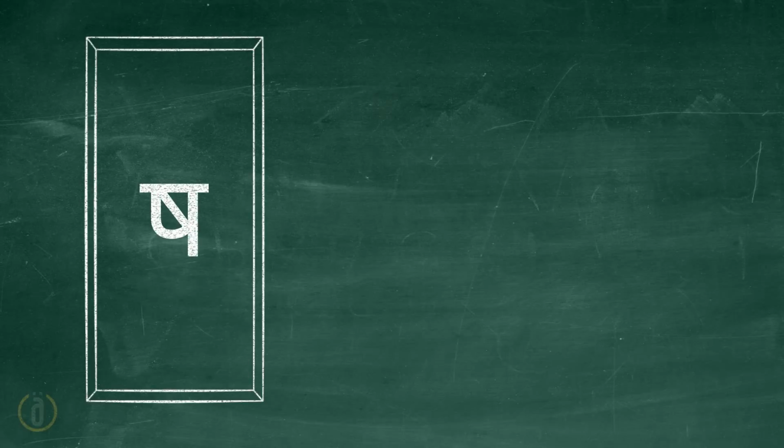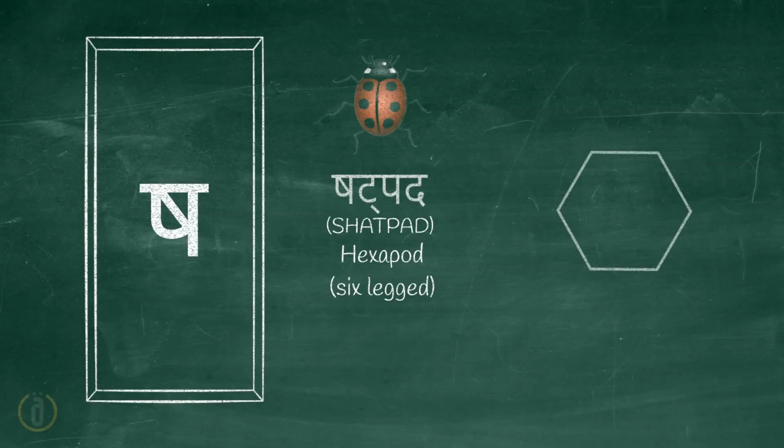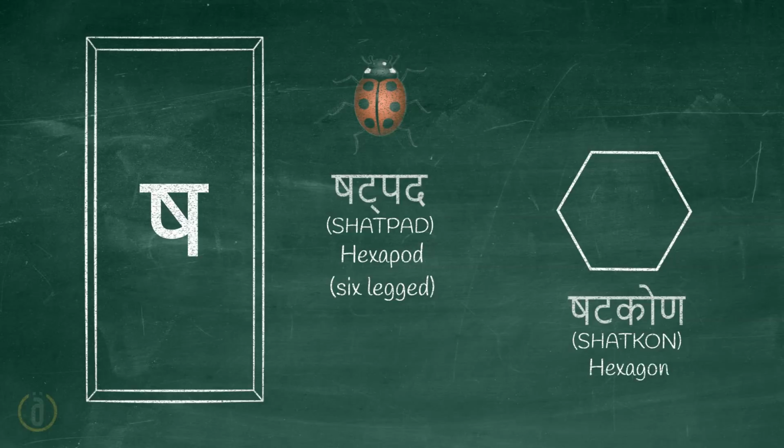Let us learn some words starting with sh. Shatpad, hexapod. Shatcon, hexagon.